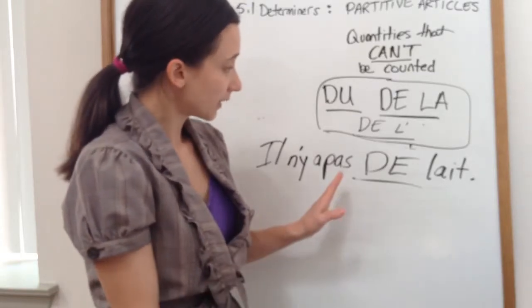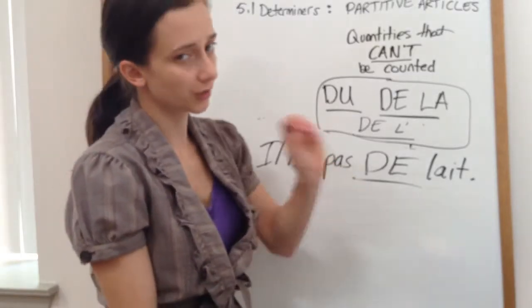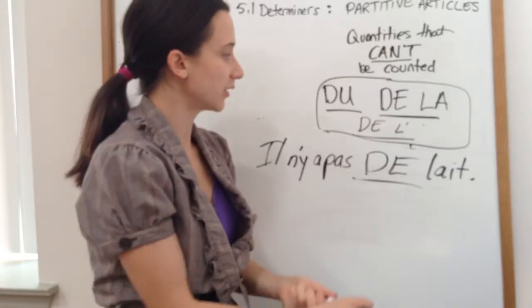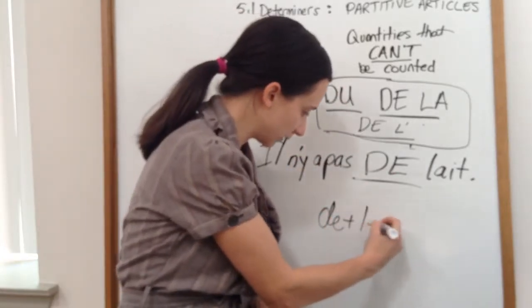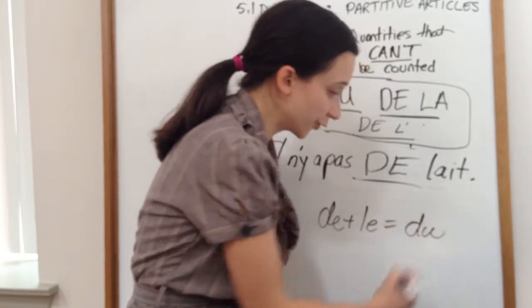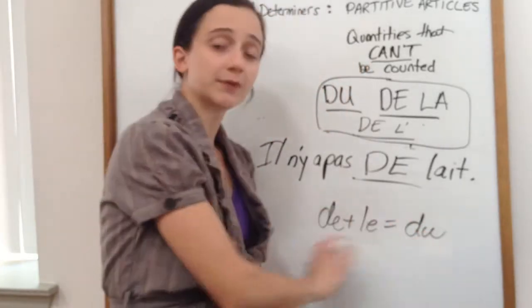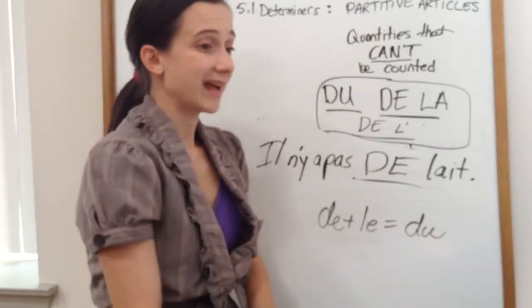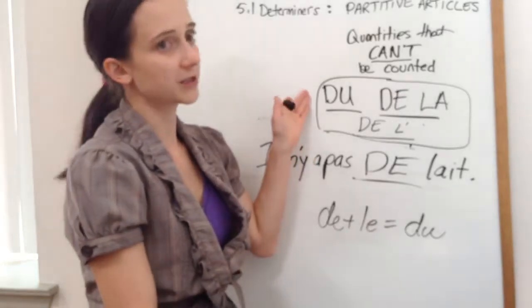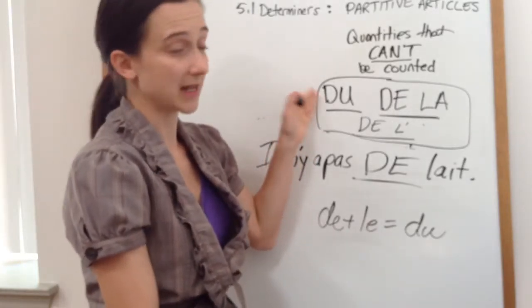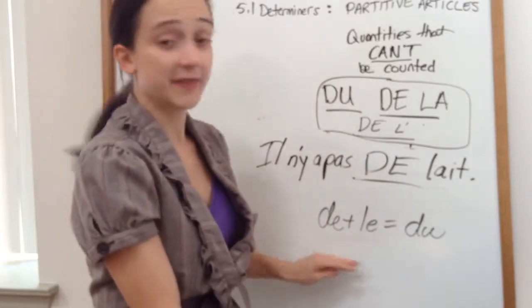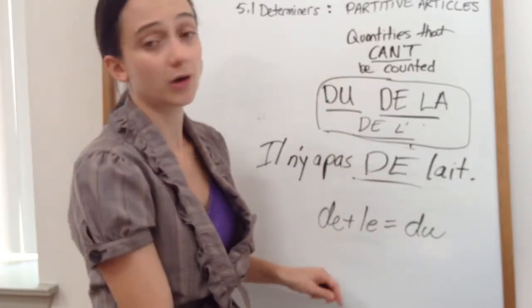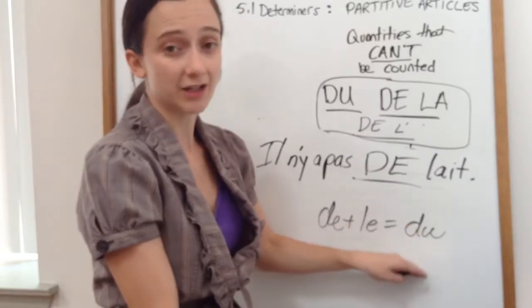Now, you're going to see, and you might have this connection. Well, I thought du was de and le equals du. This is a type of contraction, and it pretty much looks the same exact. It looks identical to the partitive article. This is not the partitive article. Okay, this is our contraction.